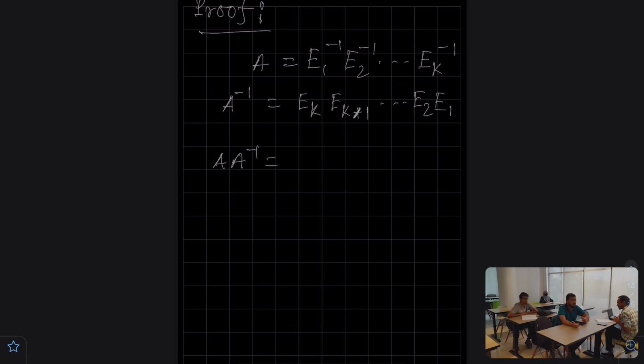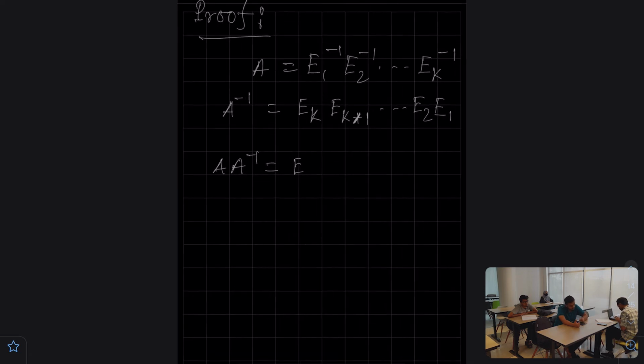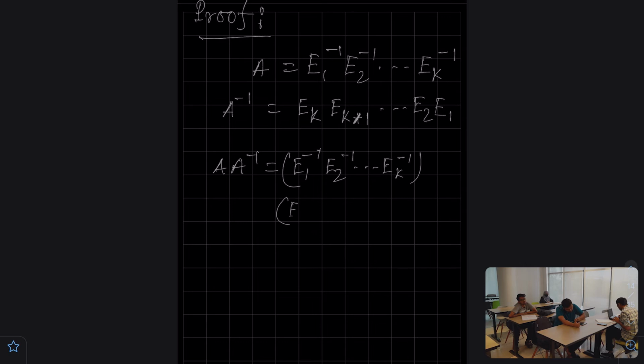Say inverse identity, right? So that means it's just something like Ek. So this is E1 inverse, E2 inverse, dot dot, Ek inverse, with Ek minus 1 ... E2 E1, and I can take the associativity, and this is just identity.